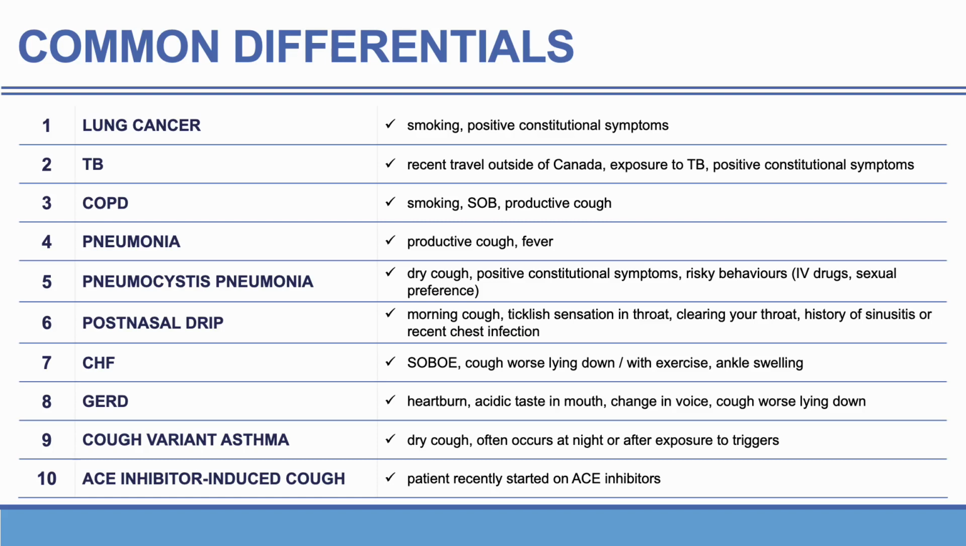For cough variant asthma, the patient will have a dry cough, which often occurs at night or after exposure to certain triggers. And for an ACE inhibitor-induced cough, the patient will have recently been started on ACE inhibitors.